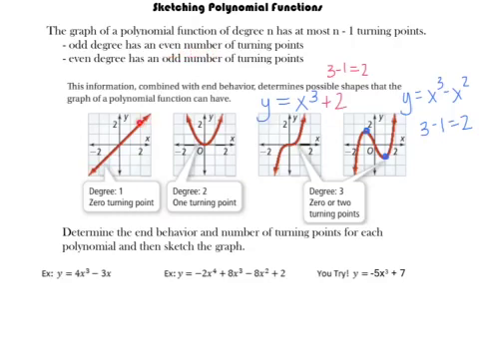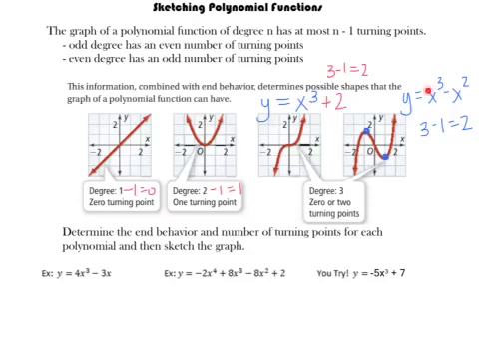So notice here, this is a linear, so a degree of 1, and there's no turning points because 1 minus 1 gives us 0. Here, this is a quadratic, so a degree of 2, and 2 minus 1 gives us 1, so we have that 1 turning point. But over here, this is a special case where here we have 0, but over here we have 2, even though they're the same degree.